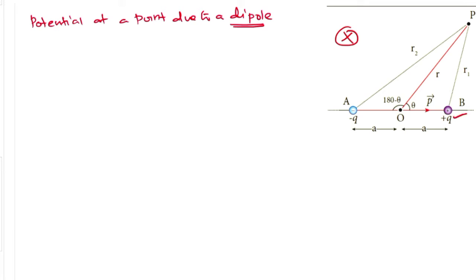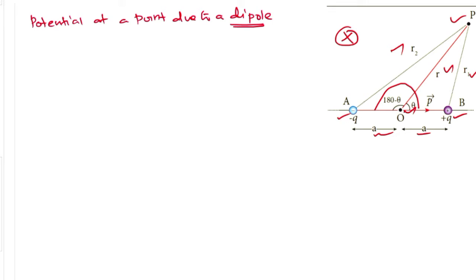We have a positive charge and a negative charge separated by a distance 2a. This is a, this is a, and we have the point P here at a distance r from the midpoint O. This is r, and r1 is the distance of the point from the positive charge, and r2 is the distance of the point from the negative charge. Everything is clear. We have angle theta made by this line. 180 minus theta is the remaining angle because this is a linear pair of angles, and adding them gives 180, right?